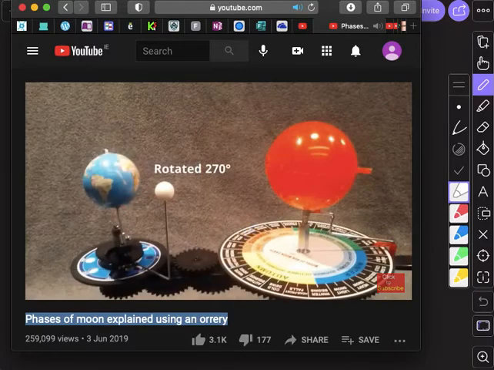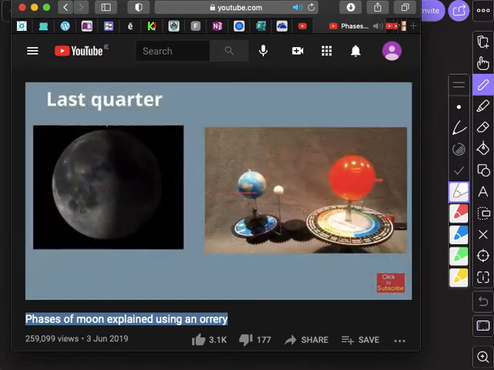After 21 days, the moon has now traveled 270 degrees and is at last quarter. Here's the alignment. The light is now on the left. And I remember, if you got last, you got left behind.